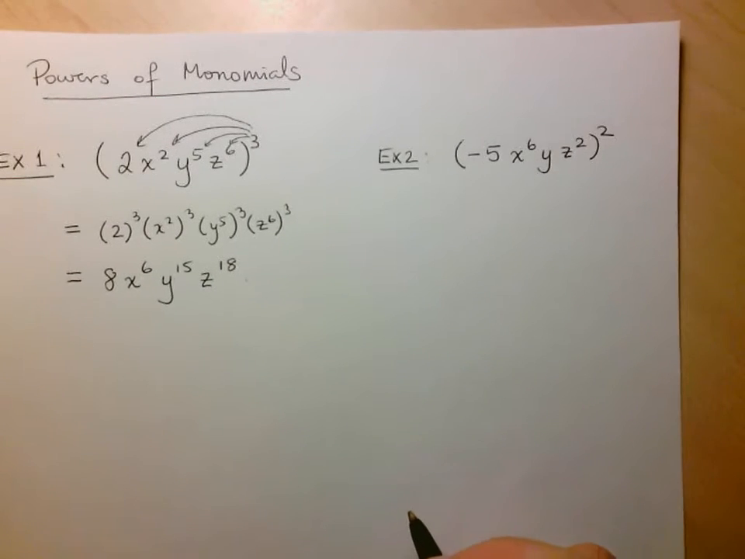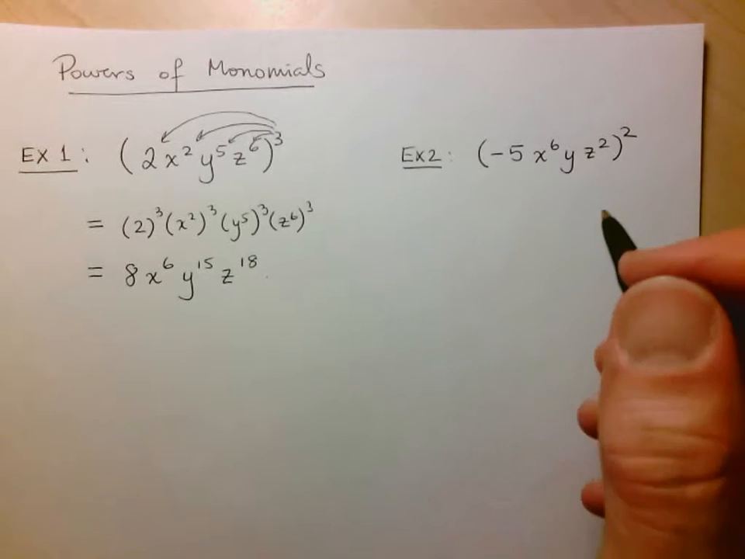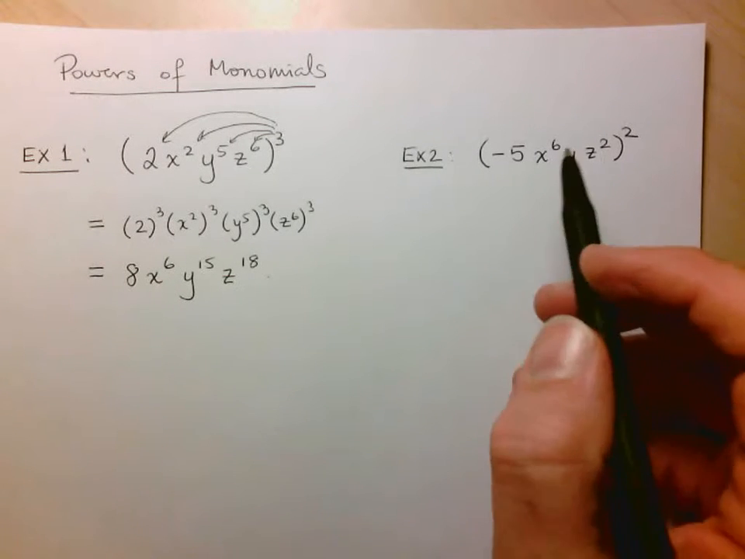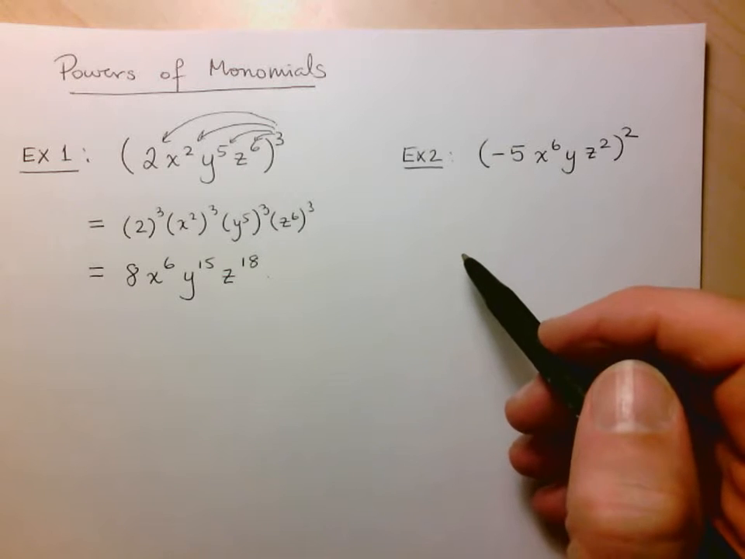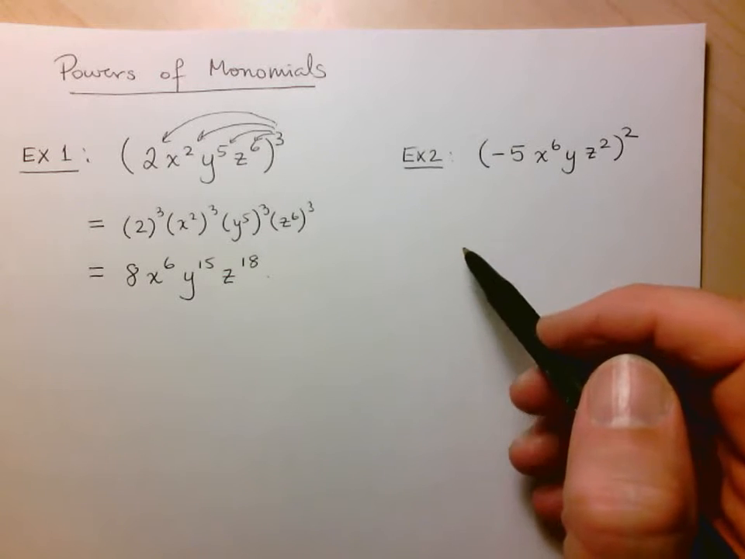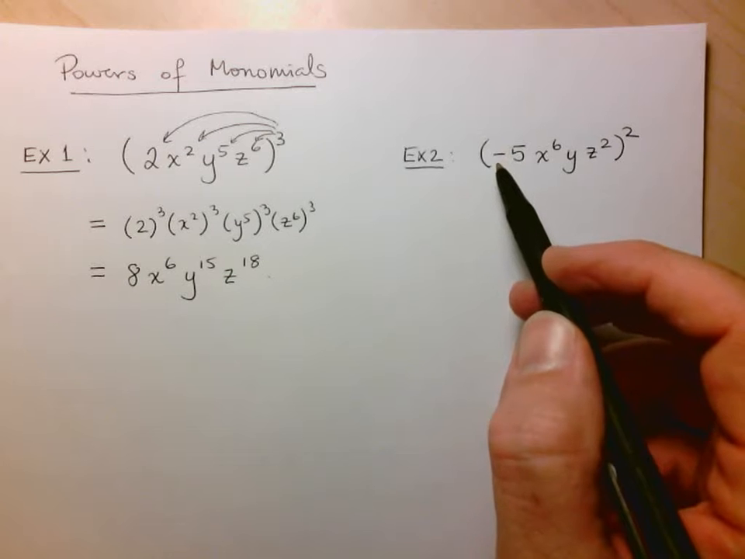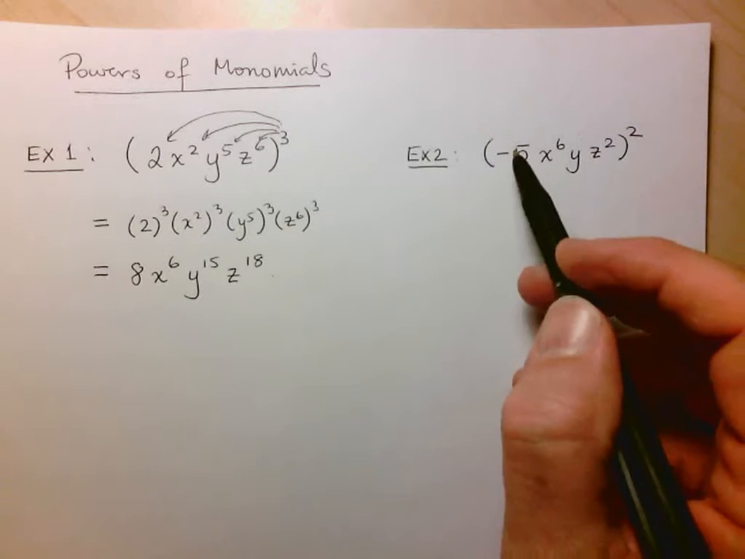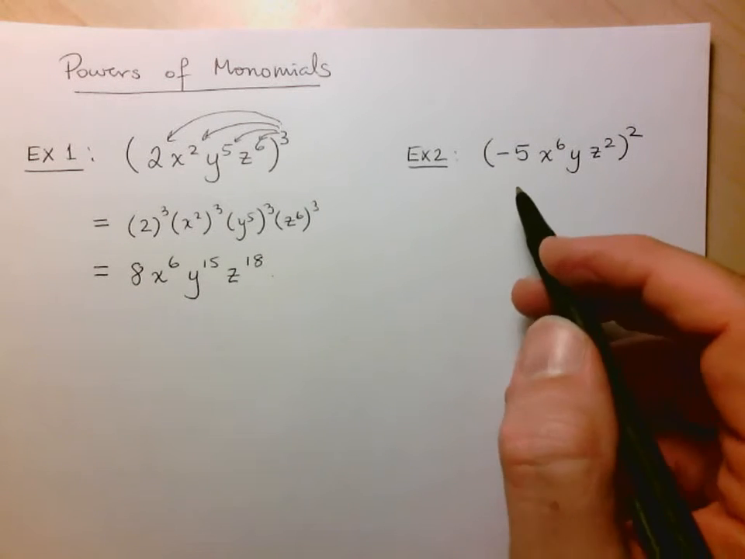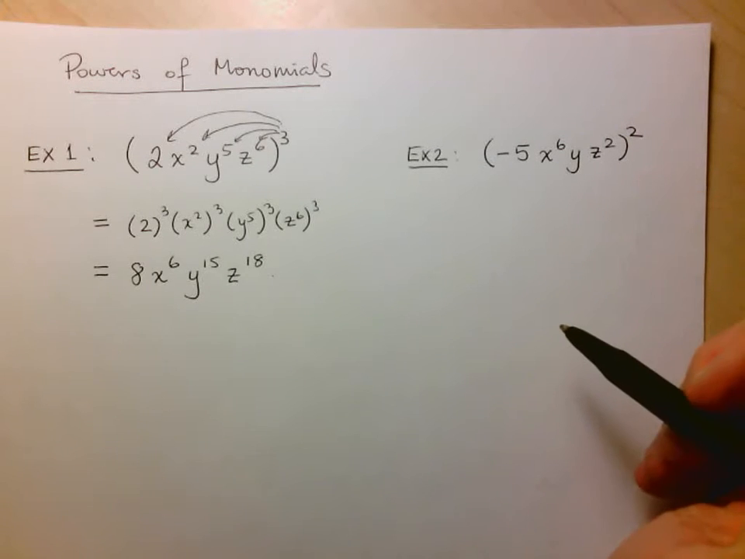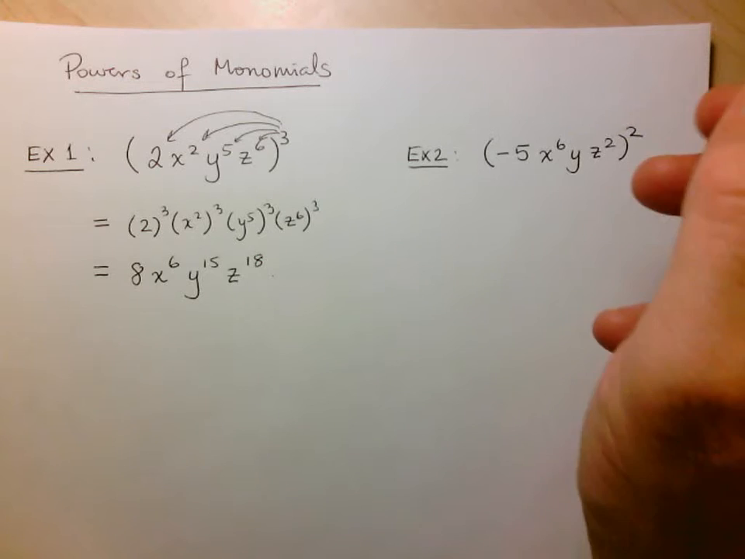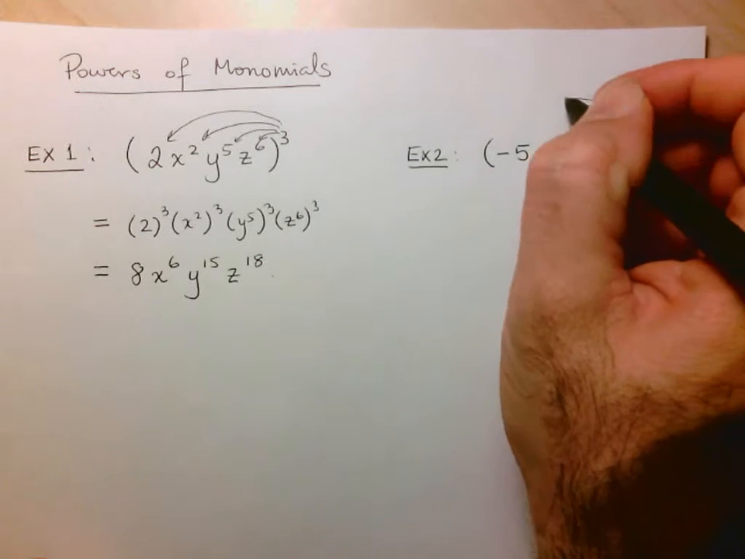Let's take a look now at example 2. Now, the reason why I'm putting this example in is because of that negative in front of the number. This is often a common mistake, to forget about applying the power to the negative. It will be important here because we know that when we square a negative number, we'll get something that's positive. So I'm going to follow the same idea here.